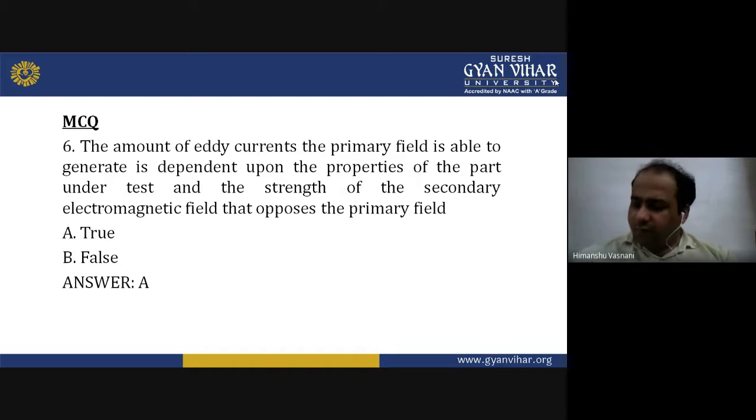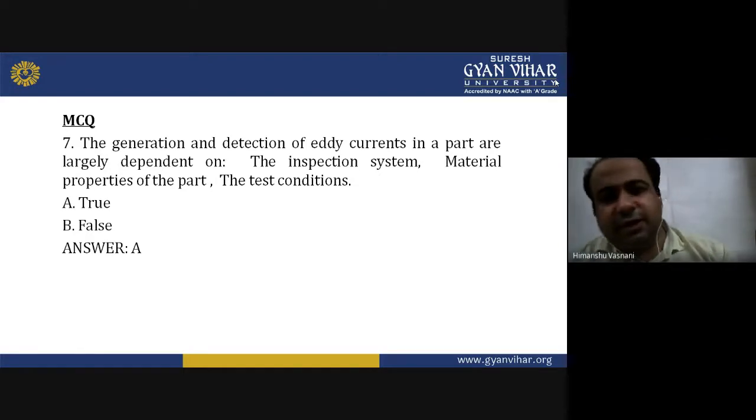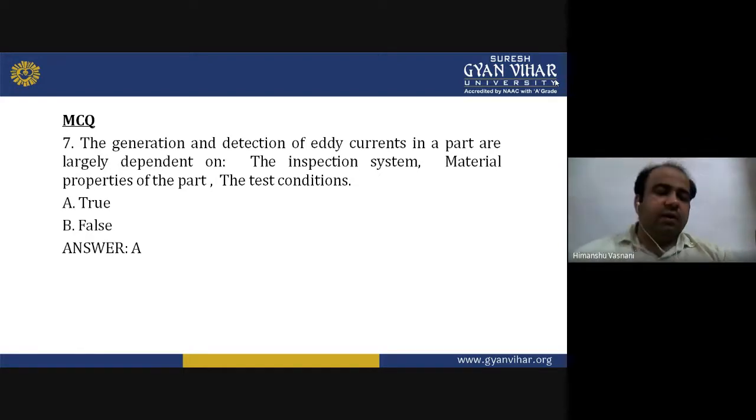The amount of eddy currents the primary field is able to generate is dependent upon the properties of the part under test and the strength of the secondary electromagnetic field that opposes the primary field. So it is true in this case. The answer is A. The generation and detection of eddy currents in a part are largely dependent on the inspection system, the material properties of the part, and the test condition.